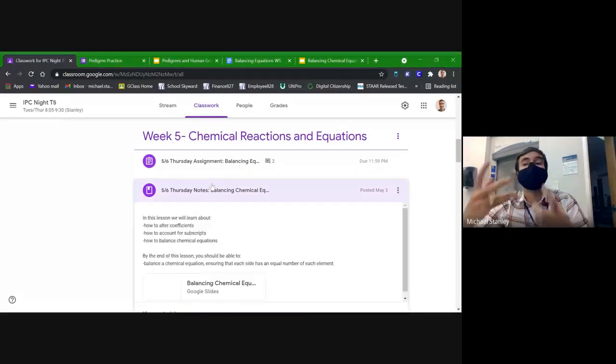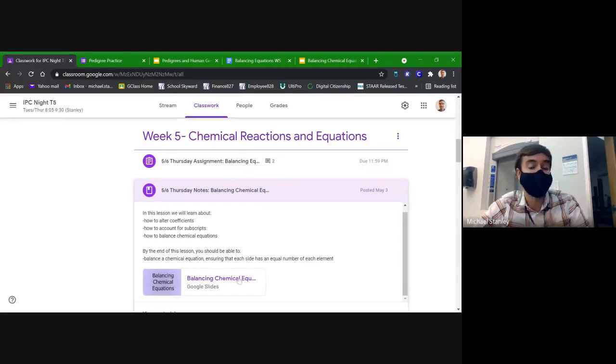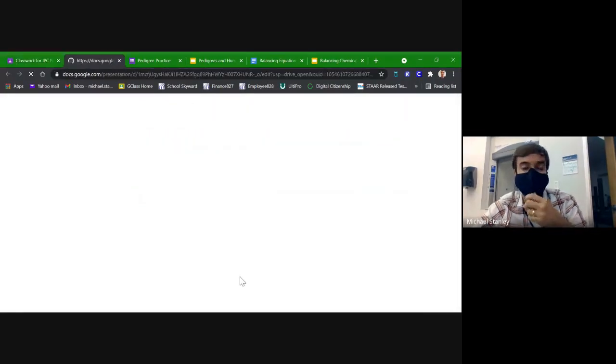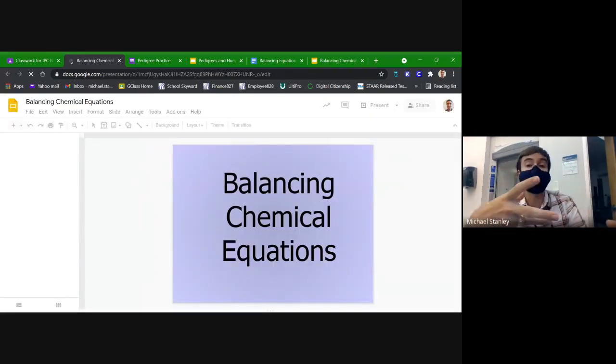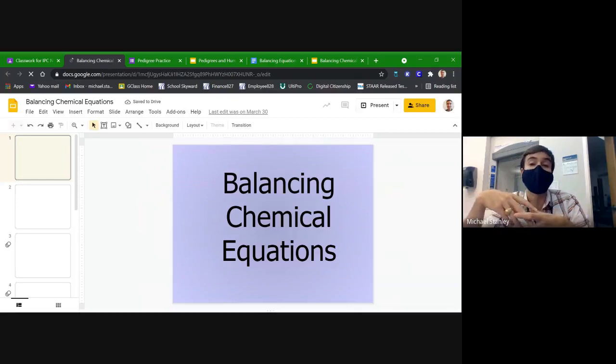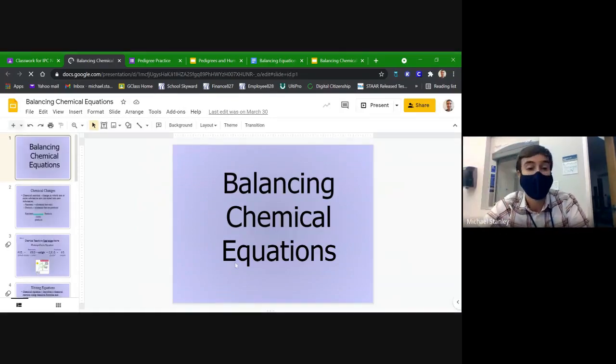All righty. The process that scientists go through in order to figure out how many of the atoms we're dealing with on either side of an equation is called balancing chemical equations. Balancing the number of atoms on the reactant side, that starting side, with the number of atoms on the product side, our finished produced substances. Let's go ahead and jump on in here.